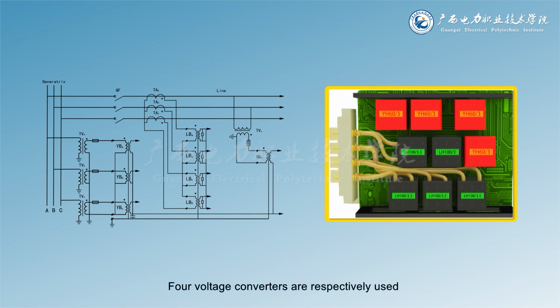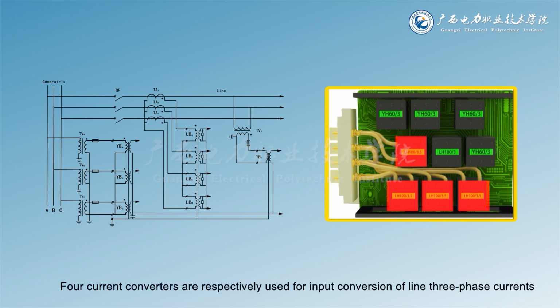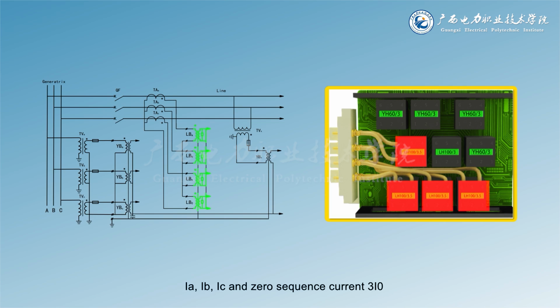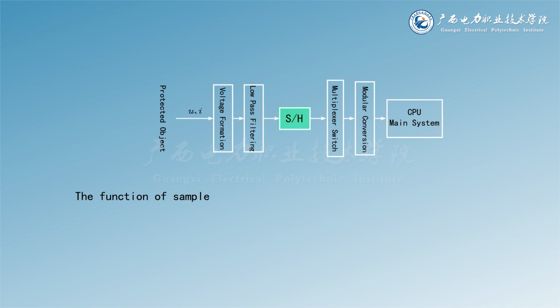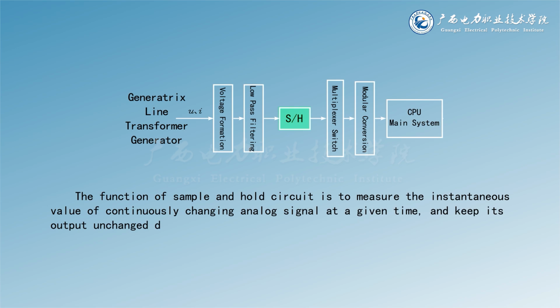The 4 voltage converters are respectively used for input conversion of 3-phase voltages UA, UB, and UC on the bus side, and line-side voltage UX for synchronous or no voltage detection with reclosing. The 4 current converters are respectively used for input conversion of line 3-phase currents IA, IB, IC, and zero sequence current 3I0. The function of the sample and hold circuit is to measure the instantaneous value of a continuously changing analog signal at a given time, and keep its output unchanged during analog to digital conversion.